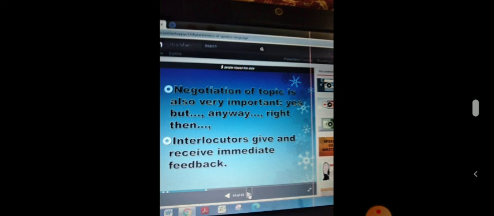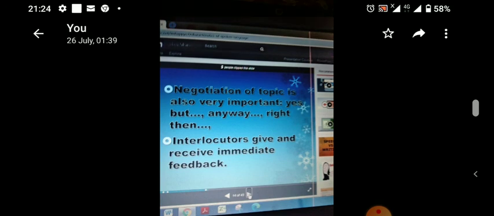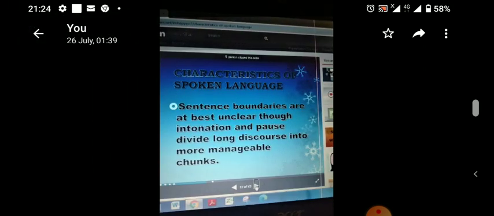Yes, another feature that is important to spoken language is negotiation of topic. It is very important in the spoken form of language, and it is usually announced by initially using fillers like yes, but, anyway, right, then. And what is more important is that the interlocutors or the persons involved in communication get an immediate feedback with it.